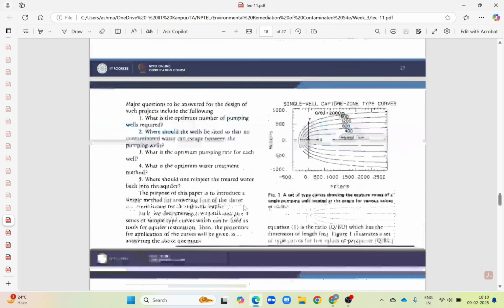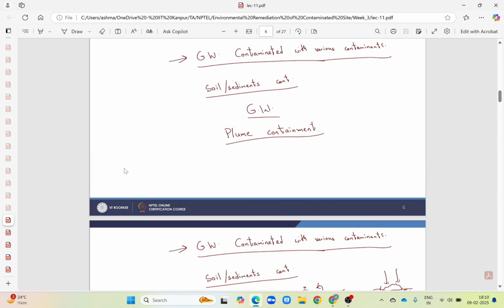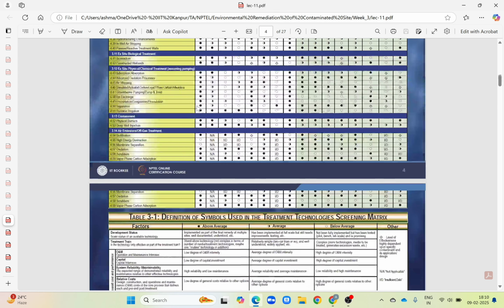So week 3 is about, from this week we will be discussing the various methods for remediation of contaminated soils or aquifers. This week it is about the pump and treat method. In the pump and treat method, the water from the aquifer is pumped, taken out, and then it is treated. And then after treatment, it is either re-injected into the aquifer or it is used for some other purposes.